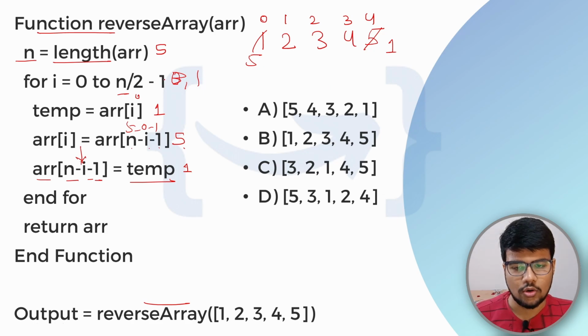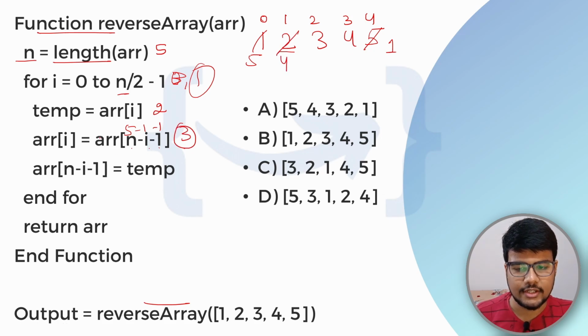Bingo. Now let's restart this for loop with the next value, which is 1. So array of 1 value is what? 2. Great. Temp will store 2. Array of i will be replaced by the value at 5 minus 1 minus 1, which is 3. At 3, what do we have? 4. So array of i will be replaced as 4. And array of n minus i minus 1, which is 3, will be replaced by temp. What is temp storing? It is storing 2. So 4 will be replaced by 2.